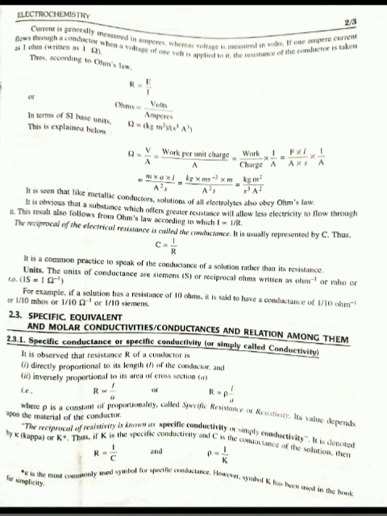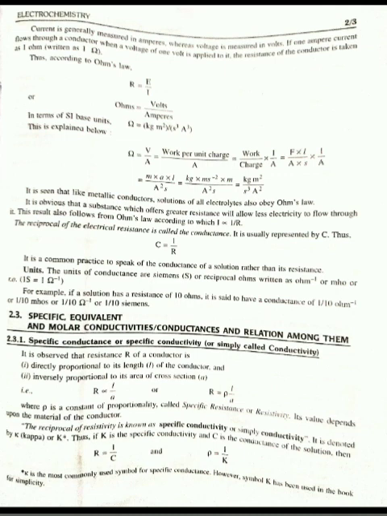It is obvious that a substance which offers greater resistance will allow less electricity to flow through it. This result also follows from Ohm's law, according to which I is proportional to 1 upon R. The reciprocal of the electrical resistance is called the conductance. It is usually represented by C. Thus, C is equal to 1 upon R. It is a common practice to speak of the conductance of a solution rather than its resistance.